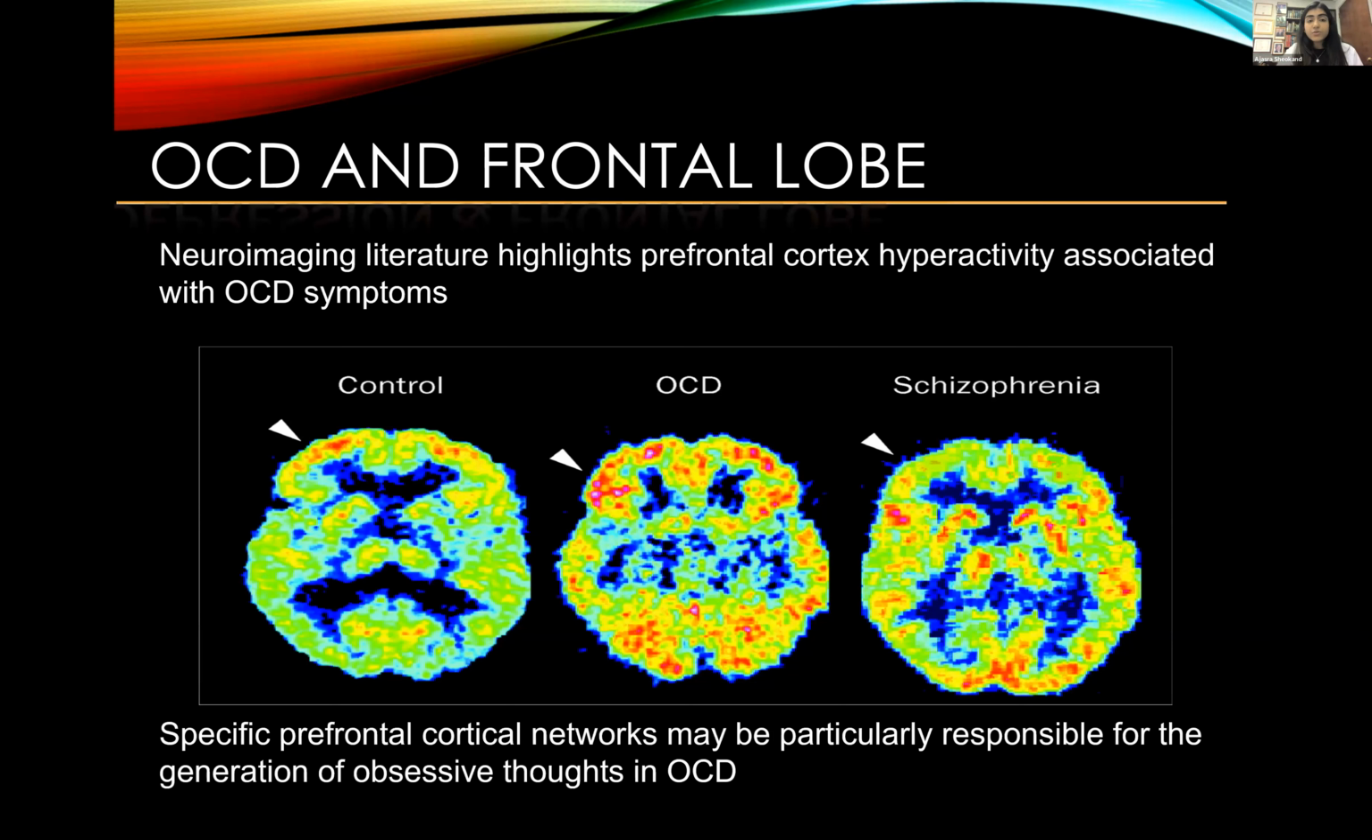So you can see in the neuroimaging, it highlights the prefrontal cortex hyperactivity associated with obsessive compulsive disorder. You can see the red part, which is more prominent in patients with obsessive compulsive disorder as compared to the control, and it's very, very less in the schizophrenia patient. And specific prefrontal cortical networks may be particularly responsible for the generation of these obsessive thoughts in obsessive compulsive disorder.